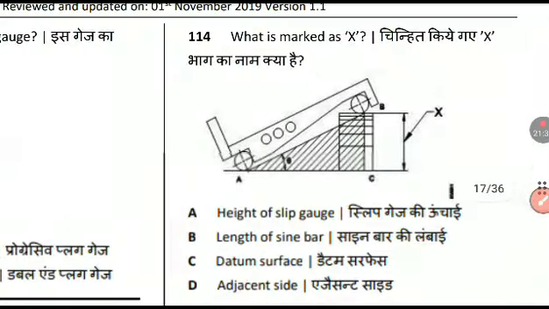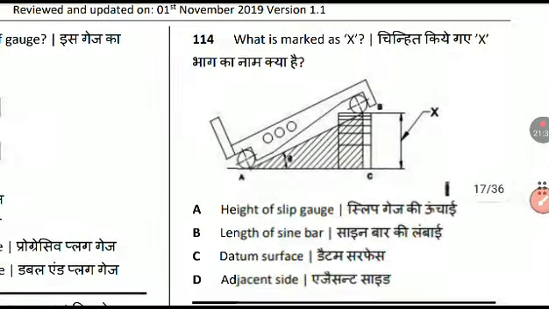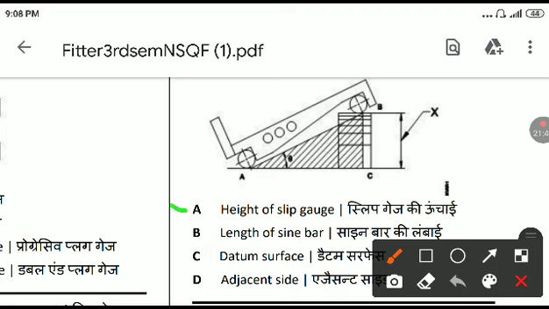What is marked as X? Height of slip gauge, length of sine bar, datum surface, adjacent side. Option A, height of slip gauge.